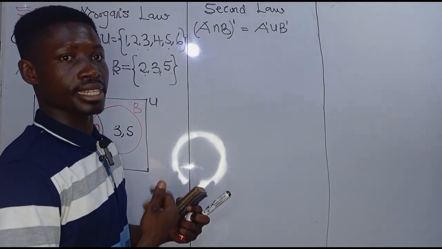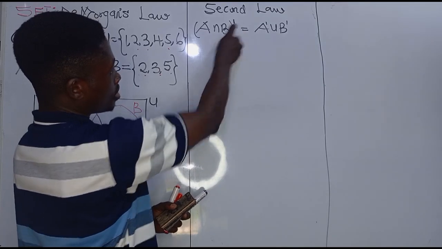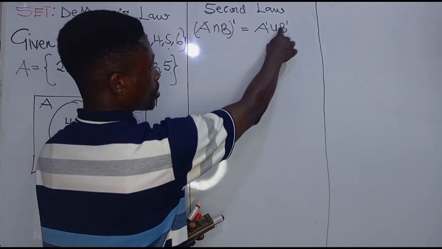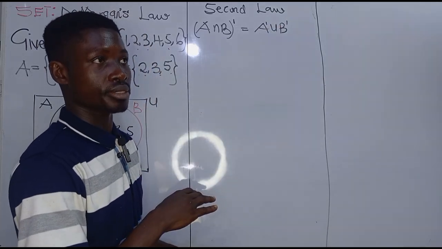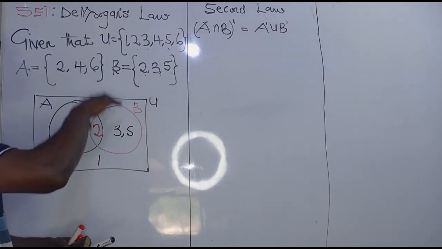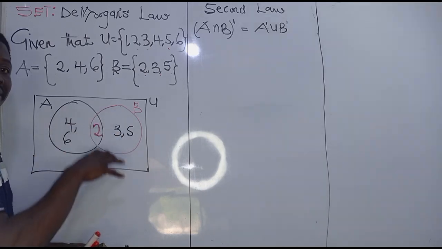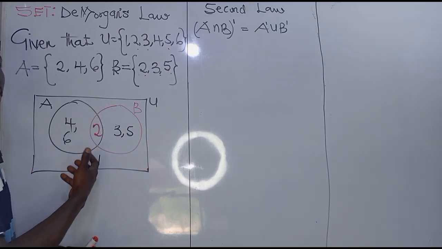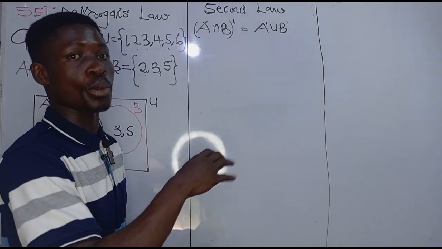So we are looking at the second law, and the second law of De Morgan says that the complement of the intersection of two sets is the same as what? Finding the union of their complements. That is the second law of De Morgan. Now, this is still going to serve as a guide to enable us to identify and describe the region that we want, or shade the region that we want to shade.